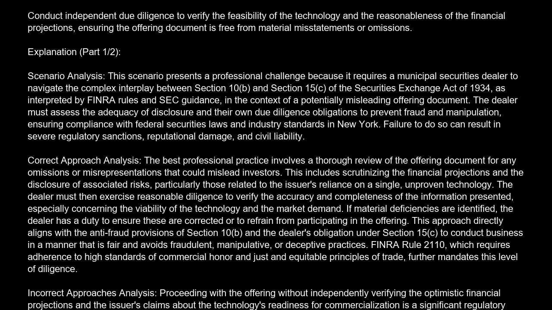The correct answer is D. Conduct independent due diligence to verify the feasibility of the technology and the reasonableness of the financial projections, ensuring the offering document is free from material misstatements or omissions.